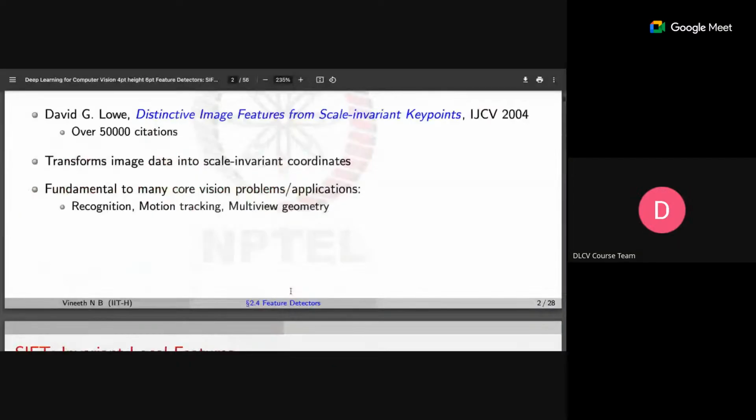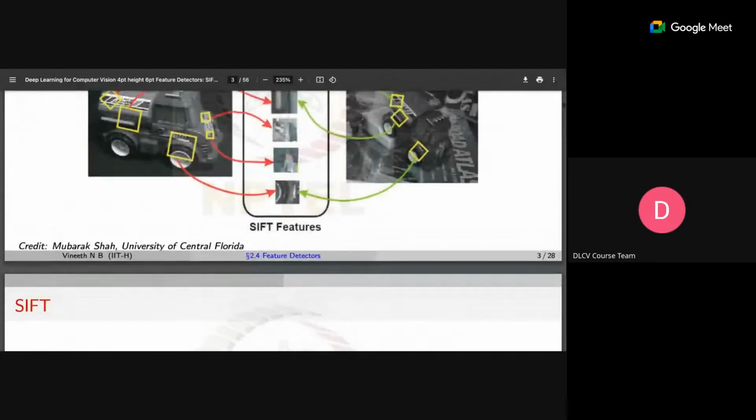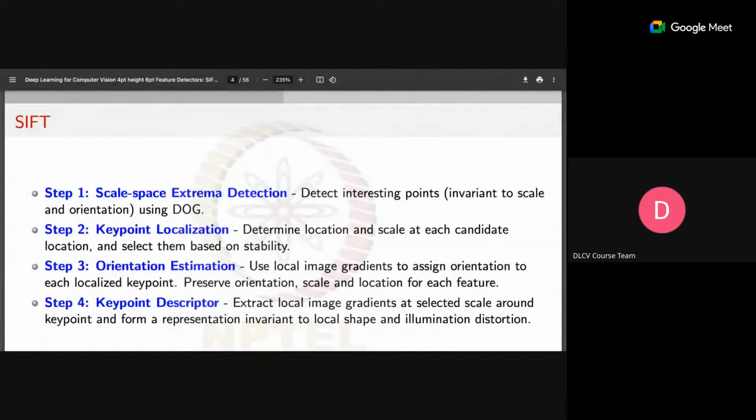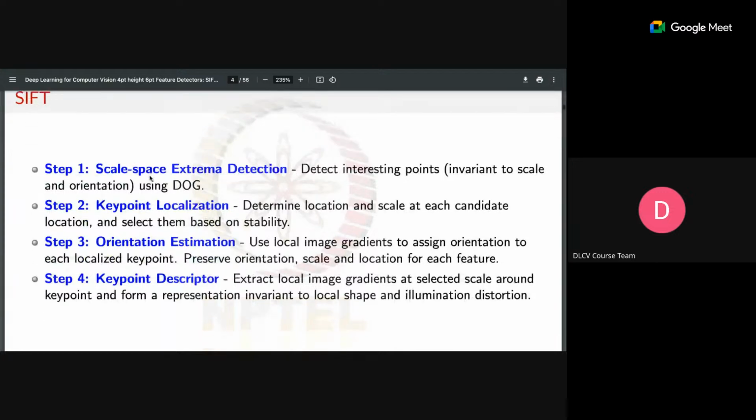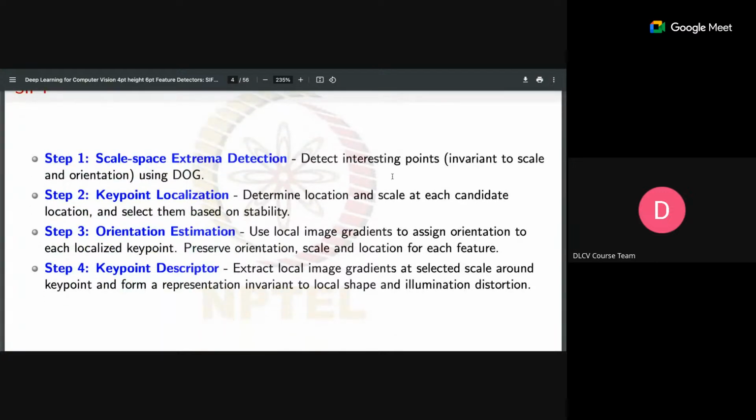Right, any specific doubts in SIFT? Could you summarize how it works basically? So these are the basic steps. First, you have to find the interesting points which are invariant to scale and orientation using some method. Here, DoG is one of the methods. Then you localize those key points, basically determining the location.